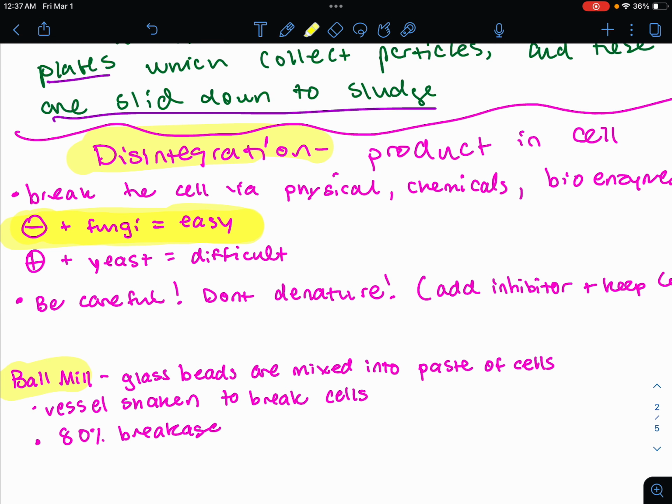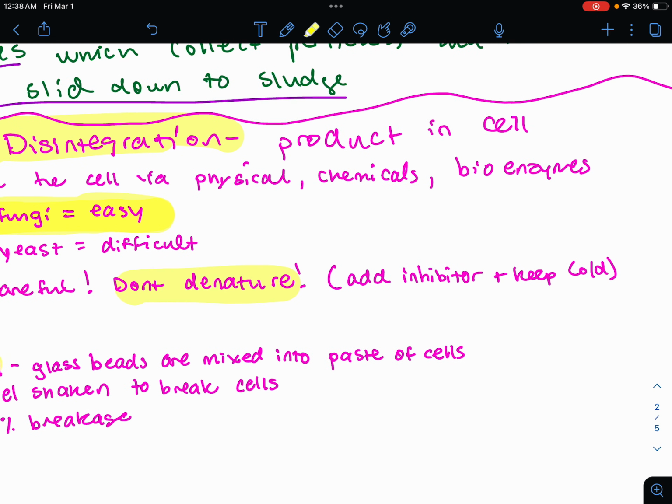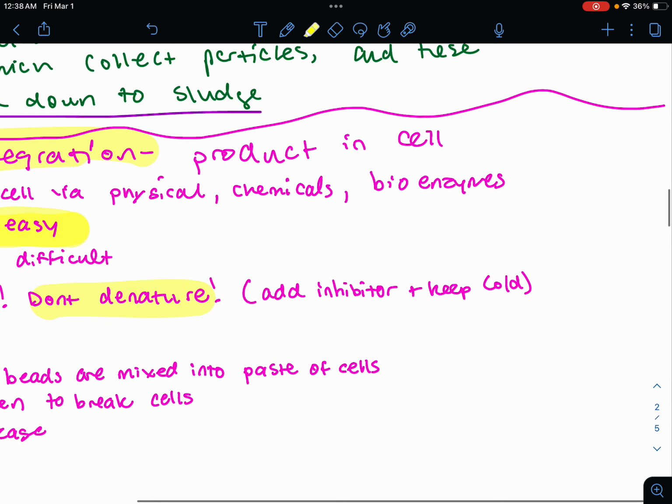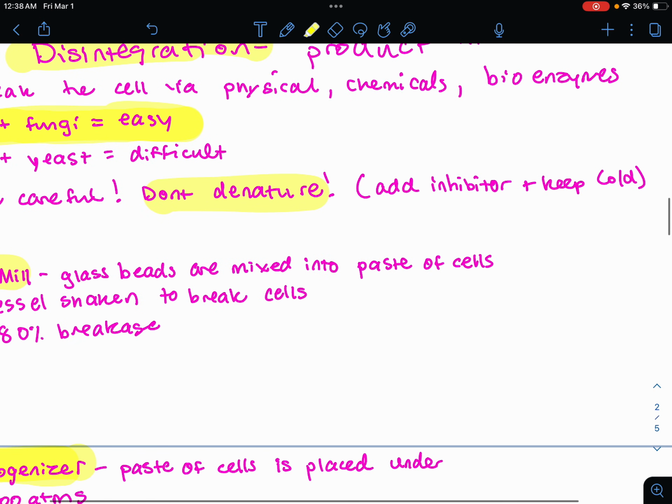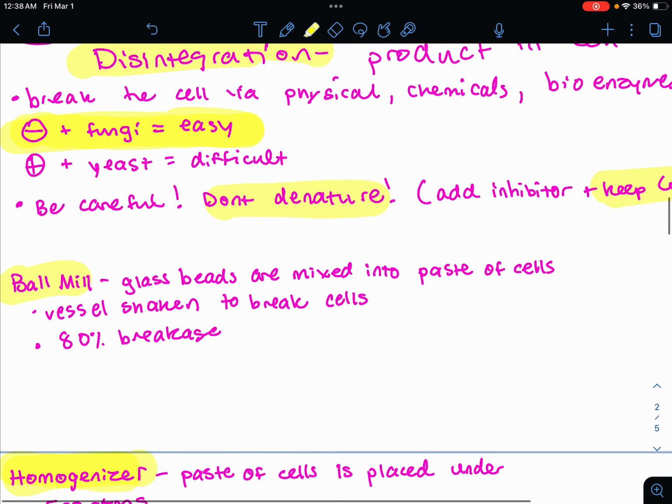You need to be careful because you don't want to denature your product. Most of these are protein products. You don't want to denature the protein that you're trying to sell or look at or study. You need to add an inhibitor, and you need to keep it cold, because remember, most proteins don't like high temperatures after a point. After the optimum temperature, it's like a bull in a china shop.